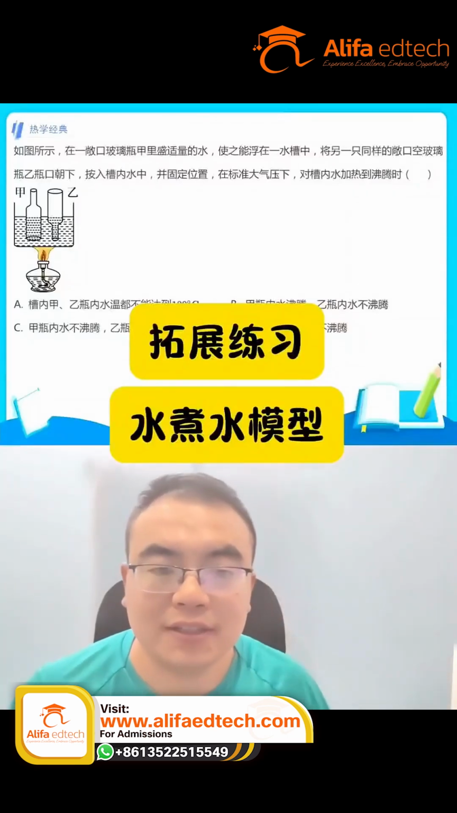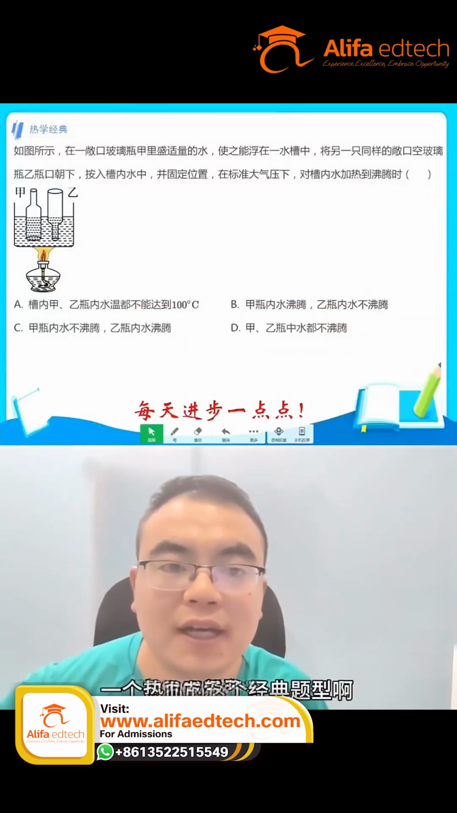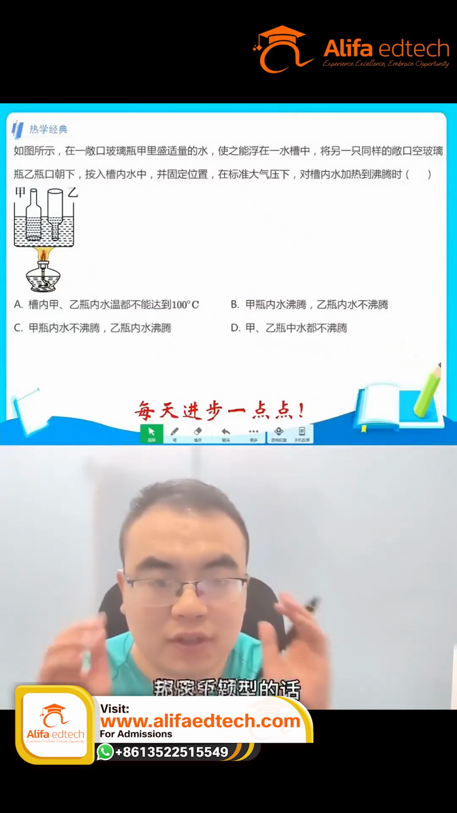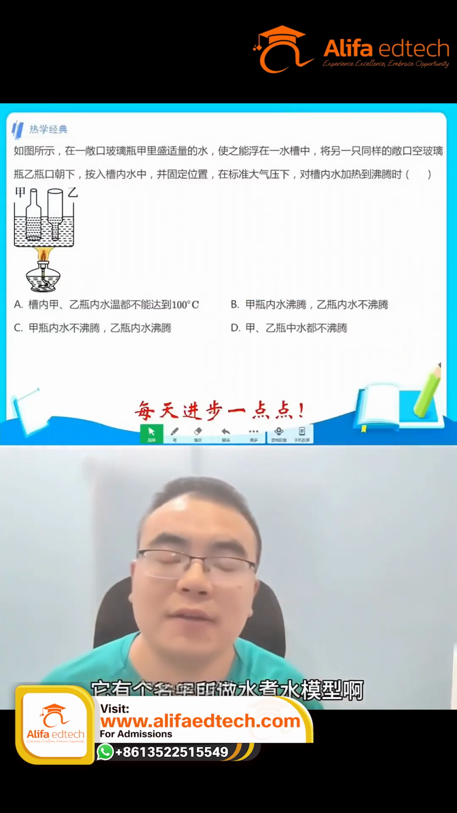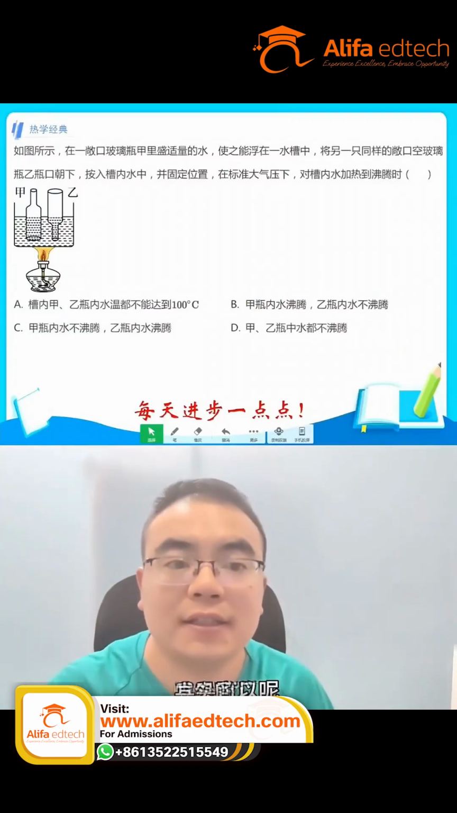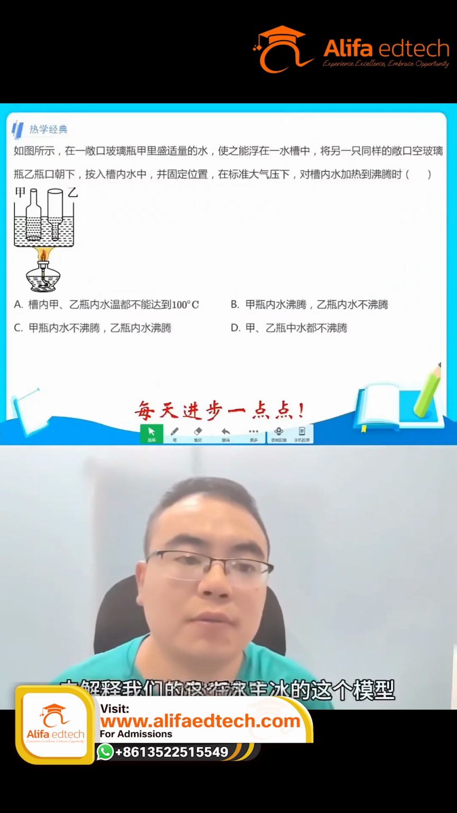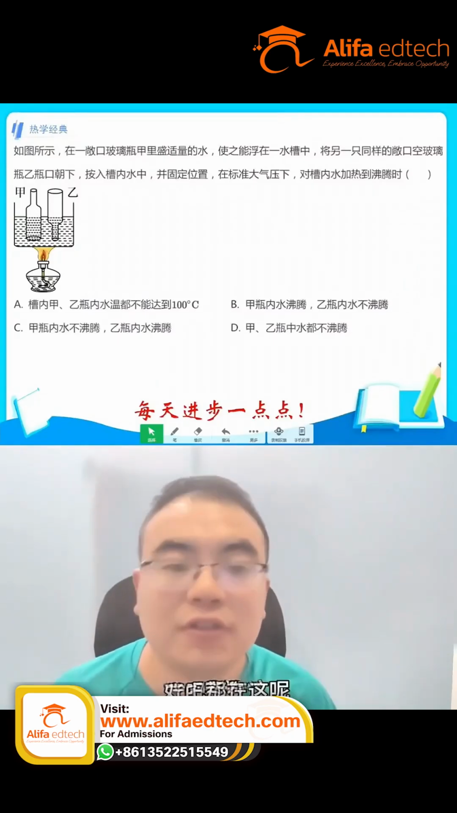Hello students, let's take a look at a classic problem type in thermodynamics. This type of problem is known as the boiling water model. In fact, you can use the same method to explain the melting ice model as well. For this kind of problem, there are two key concepts involved.